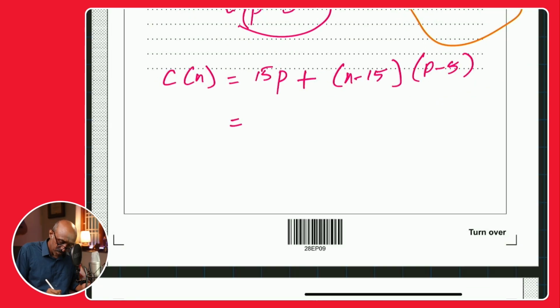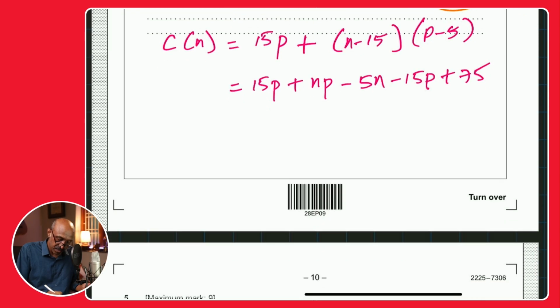So when we simplify this, we are going to get 15P plus NP minus 5N minus 15P plus 75. 15 times 5, you can check it on the calculator, but that's okay. So this 15P and this negative 15P cancel out, and it further simplifies. Anything else can be simplified. You're going to get NP minus 5N plus 75. That's the equation for CN. I think that's what they've asked us.